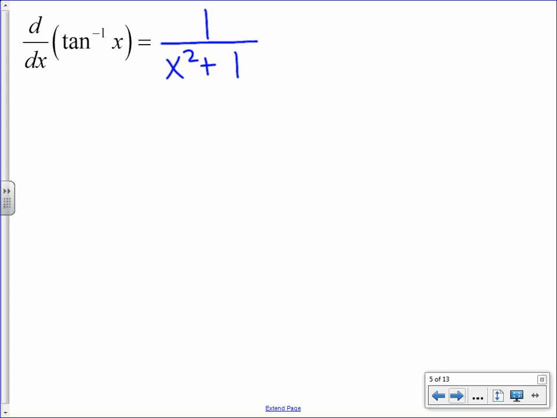And that goes for just the inverse tangent, right? Yes. So let's talk about why that is the rule.